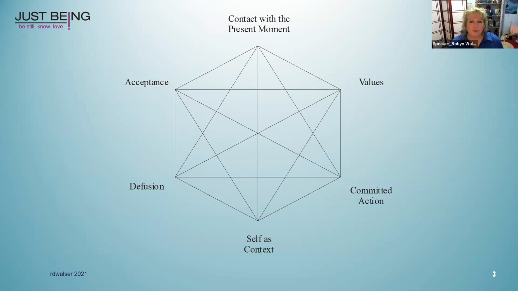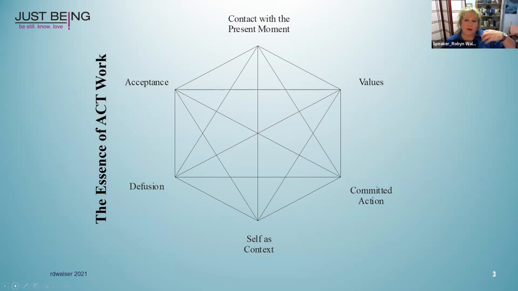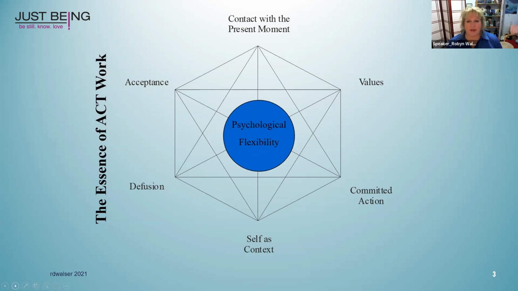And for those of you familiar with the model, this will look particularly familiar to you. This will have been the model you have seen with the 6 core processes: acceptance, diffusion, self as context, committed action, contact with the present moment, and values. This is really the essence of the work. And if you have been trained in this approach, you probably would have seen all of these 6 core processes many times in lots of the trainings, all in the service of psychological flexibility.